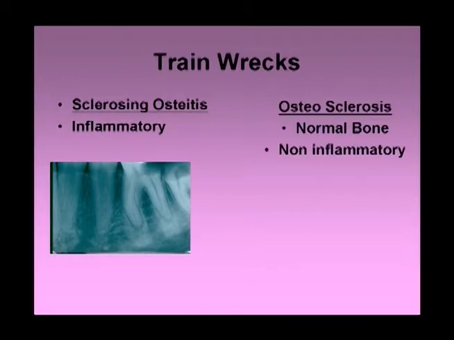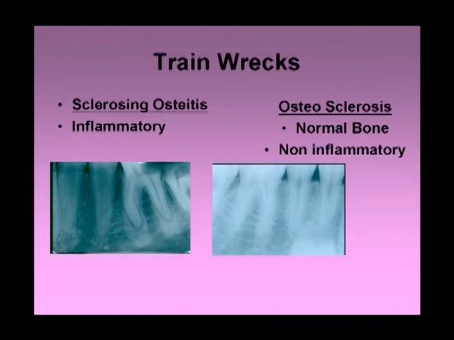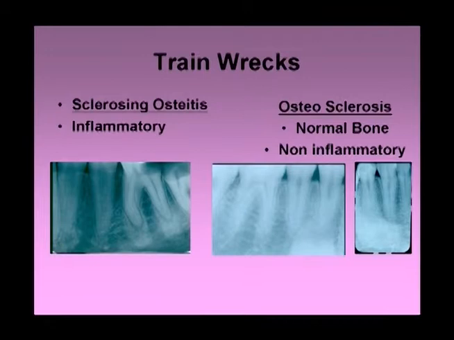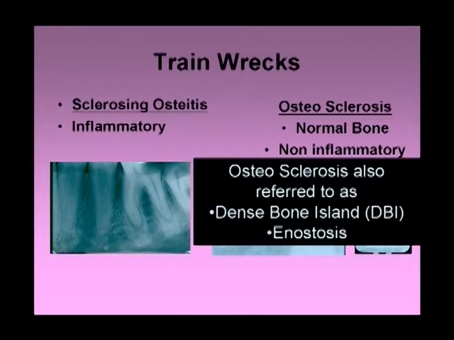The differential diagnosis of this is an osteosclerosis, an increased density of bone. The absence of the itis would indicate that it is non-inflammatory. Indeed, this is normal bone and of a non-inflammatory nature, and one must be careful that one does not see this sclerosis of the bone and misinterpret it as being an inflammatory response and proceed to treat the tooth accordingly. This is also referred to as an osteosclerosis, a dense bone island, or DBI, or enostosis.